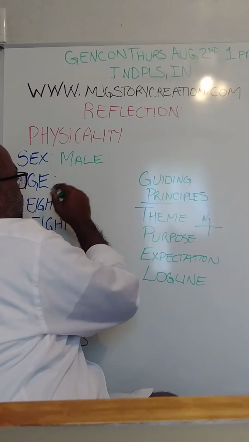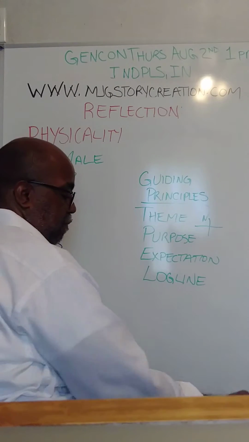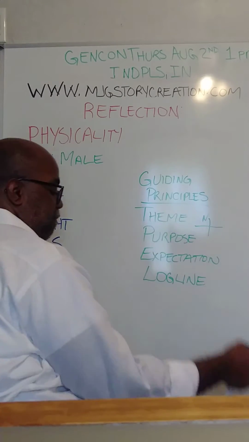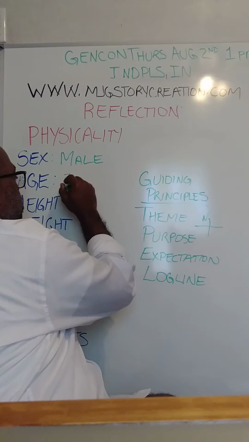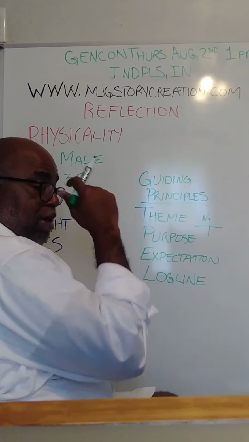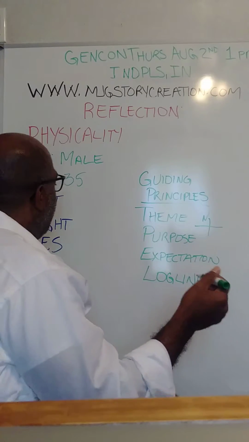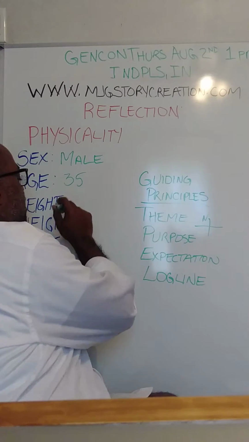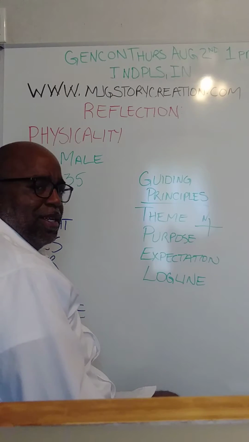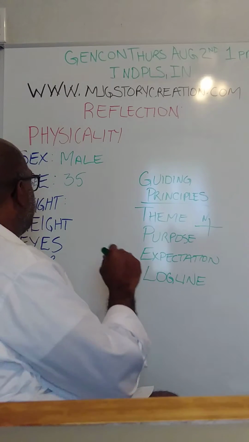His age, 35. Now I would encourage you to pick a number, but you could put mid or late 30s. That's fine. That's probably something you want to save for the casting director. Let them concern themselves with it. You pick a specific age.